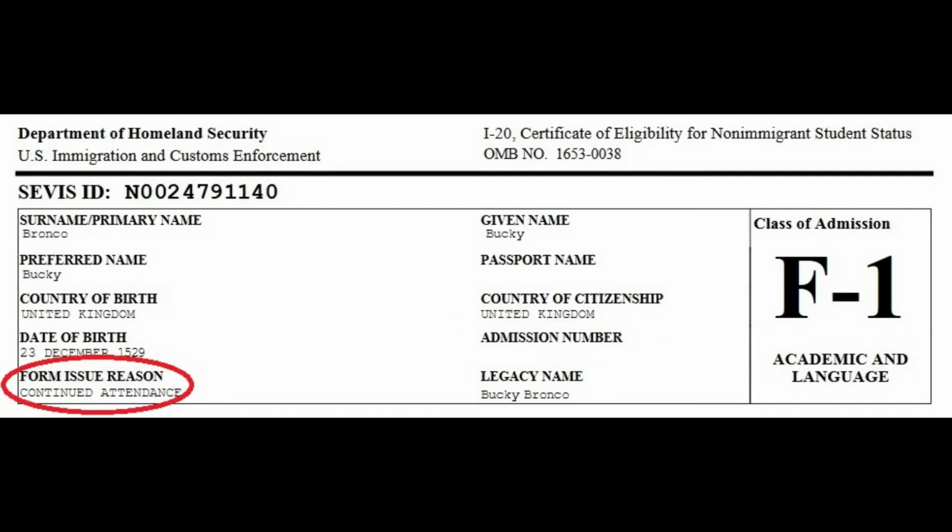Form issue reason. There are 5 reasons why an I-20 is issued. An initial I-20 for those who are just coming to the United States in F1 status. Change of status for those who change from another immigration status to F1 status. So for example, if you were to change from L2 status to F1 status. Transfer in for students who were attending another school and then subsequently transferred into Santa Clara. Continued studies for students who have changed degree levels, and for general updates such as name changes.